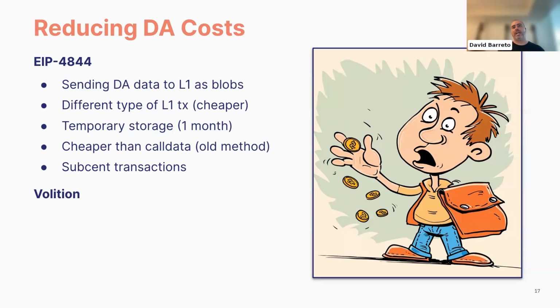The downside is that you only have temporary storage of 1 month. Some people might decide to store it for longer, but the protocol requires really 1 month. It is much cheaper than calldata, the old method, which now allows transactions on Starknet that are less than 1 cent. Which is really incredible because before, with regular calldata, transactions were like a dollar.